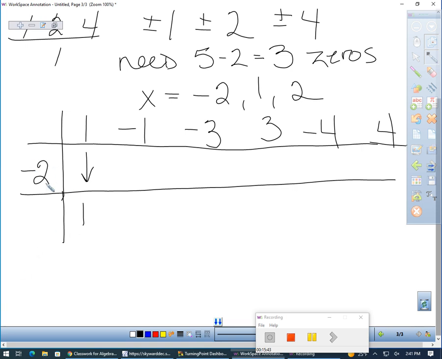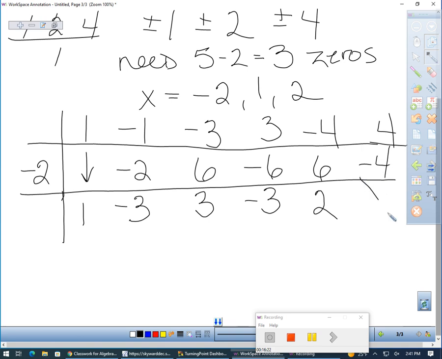So -2 times 1 is -2. Add them together, it's -3. -2 times -3 is +6. Add them together, we get a +3. -2 times 3 is -6. Add them together this time, we get a -3. -2 times -3 is +6. Add them together, we get 2. And -2 times 2 is -4, so we have no remainder.